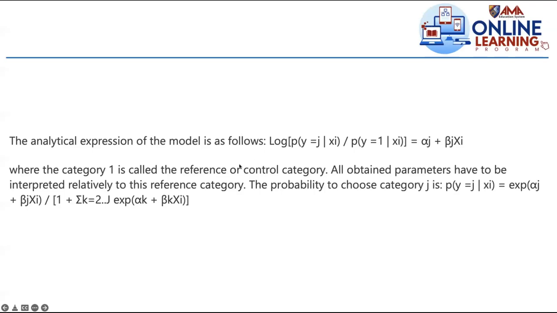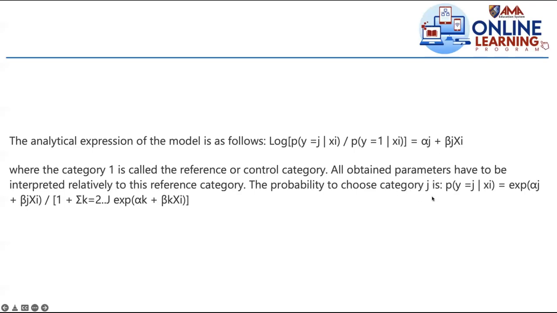Meaning you don't have to click it. All you have to do, class, when you use the software, is just click, choose an option. Okay, click it. That's all you have to do. You don't have to do any computation, as long as you have the data already. So all obtained parameters have to be interpreted relative to the reference or control category. That's why it's very important, because all obtained parameters have to be interpreted relatively to this reference category.